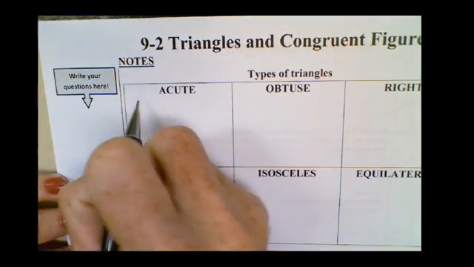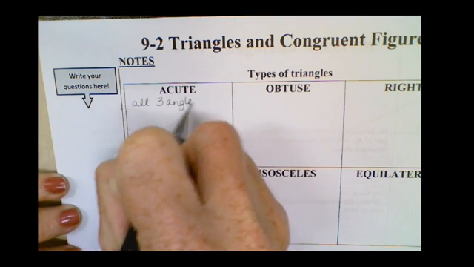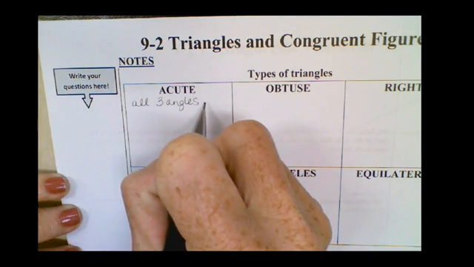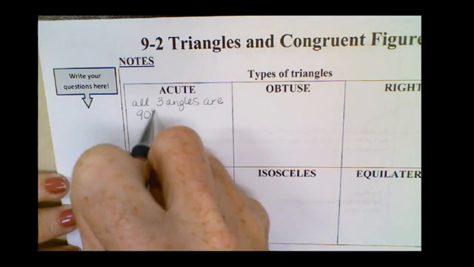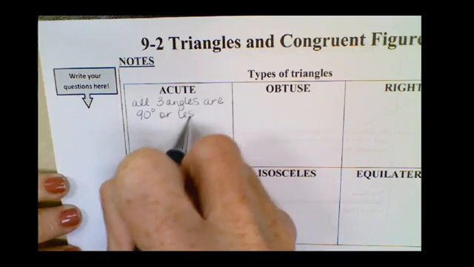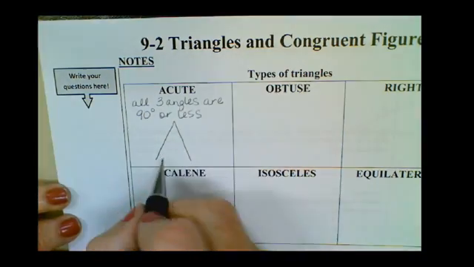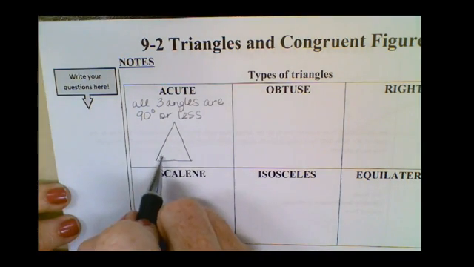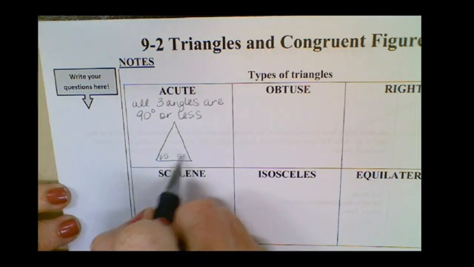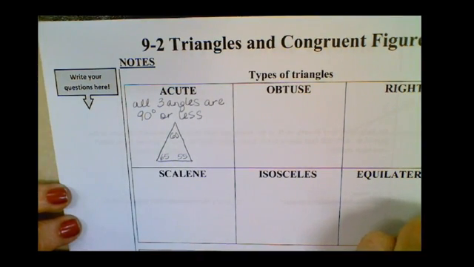So acute triangle is when all 3 angles are 90 degrees or less. So you can have an acute right triangle, that's possible. But an acute triangle would look something like this. Okay, so maybe this is 65, and this one's 55, and this one's 60. That could be an acute triangle.